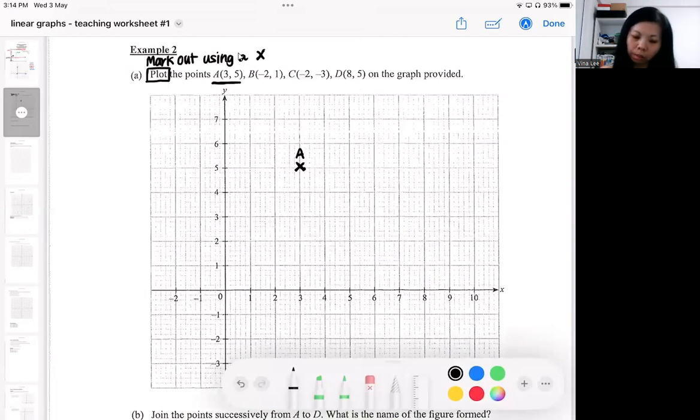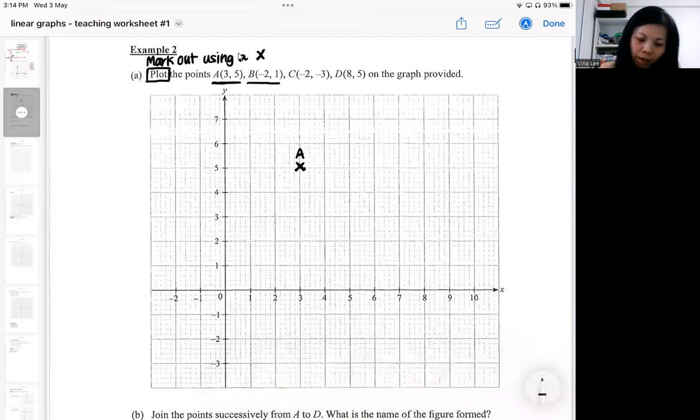So the next one will be (-2, 1). So mark out the -2 first on the x-axis and then 1 on the y-axis. So where is that point? So this will be your B. So we mark out with a cross, not a dot. The standard way of marking out is a cross.